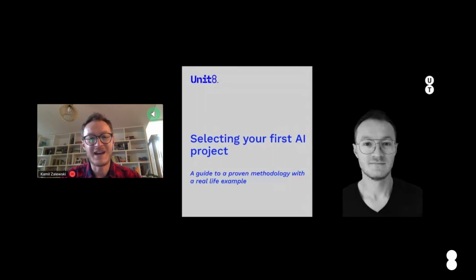So the session that I have today is around conveying some of the best practices when it comes to selecting your first AI project. So I'm hoping that if you're here, you're either thinking about the AI projects, or maybe you are already doing some and you would like to compare the notes.